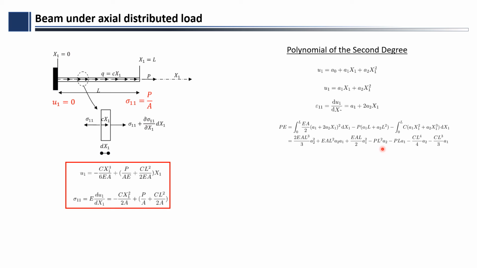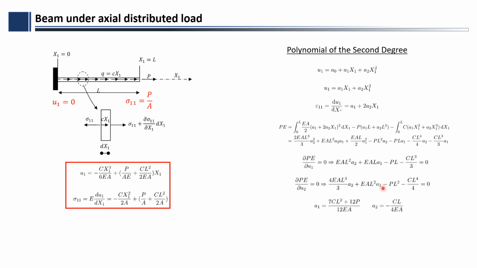Next, we minimize the potential energy of the system by finding the first derivative of potential energy with respect to a1 and a2 and make them equal to 0. Now we have two equations and two unknowns. We can solve these two unknowns easily. After we have values for a1 and a2, we can plug a1 and a2 into the displacement function and find u1. And then we can find sigma 1,1 by using the equation sigma 1,1 equals to E times epsilon 1,1.